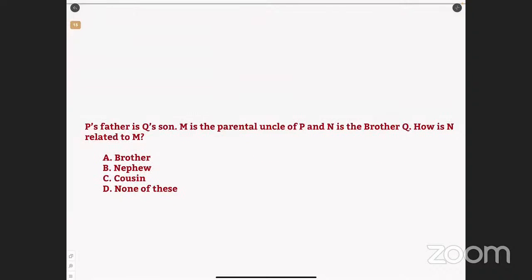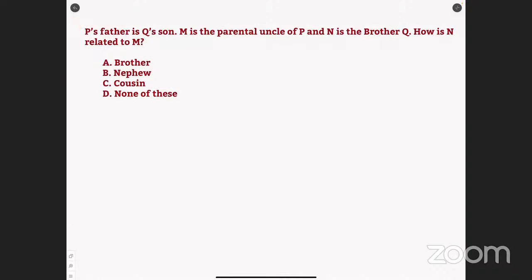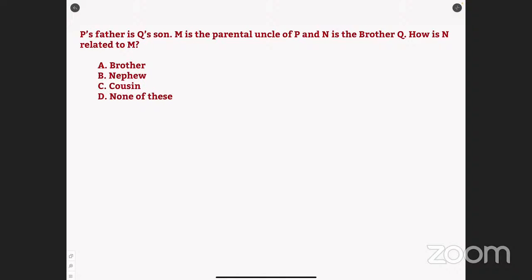B's father is Q. M is the paternal uncle and N is the brother of Q. How is N related to M? Once again, you'll have to write it down, otherwise it will be difficult. Let's break this question into various parts. P's father is Q's son, they say. Okay, so we'll have to mention P somewhere here, who has a father. Let's call them X, who is the son of Q. So this is what the first statement says.